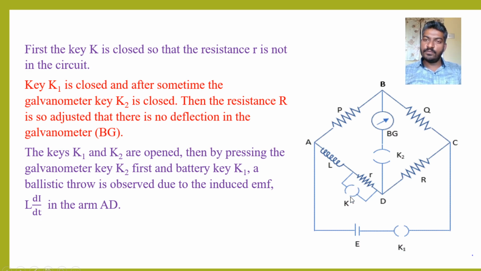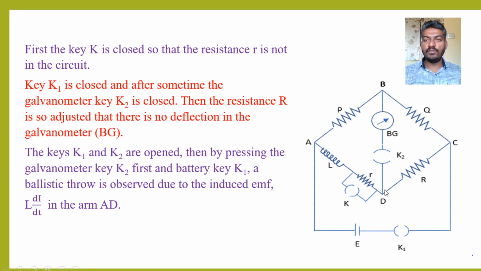Initially, we have to close the key K. If we close the key K, then current will not pass through this resistance small r. Current passes through this circuit. Next, closing the key K1 and then the key K2, the ballistic galvanometer shows some deflection. We have to make that deflection 0. How can we make the deflection 0? By varying the resistance R, or by changing the resistance R.